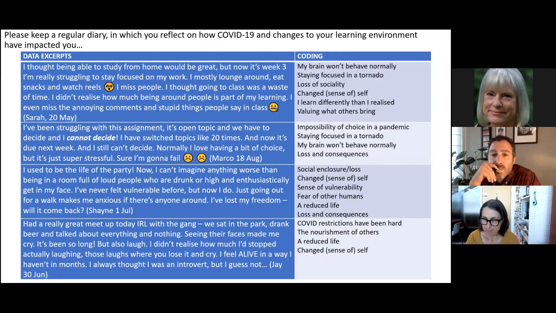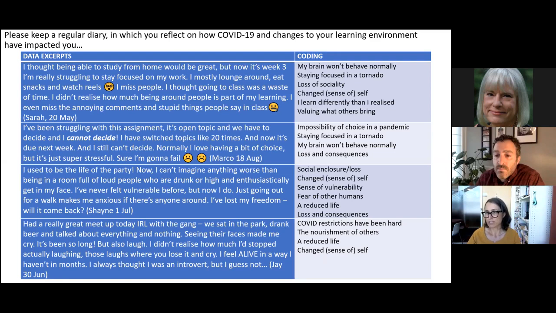The coding you can do in reflexive TA can be what we would call semantic, focusing on quite explicit content, but it can also be quite conceptual, getting at the assumptions or underpinning ideas that you might start to notice in the data set. And you can have creativity and fun.